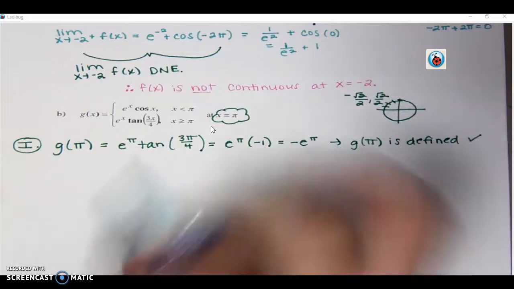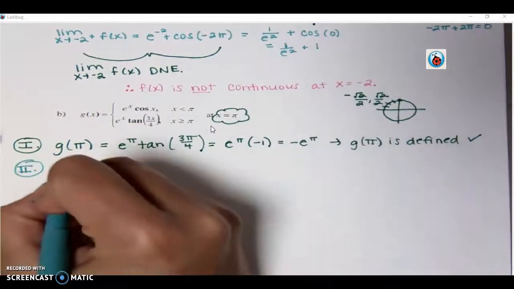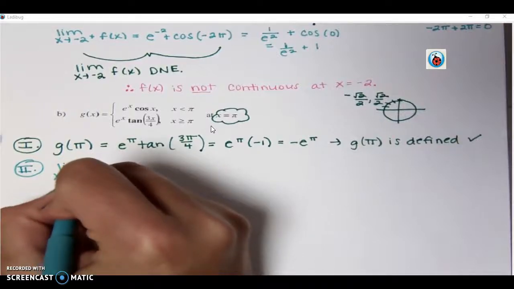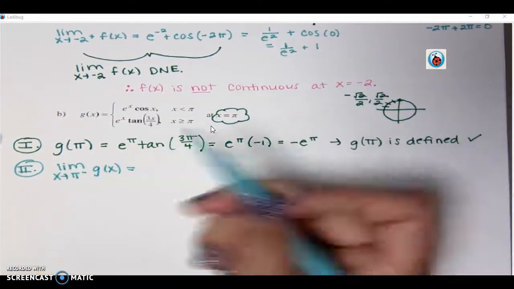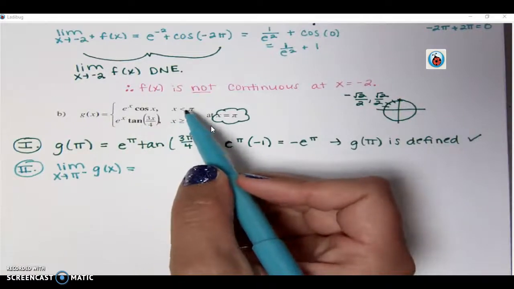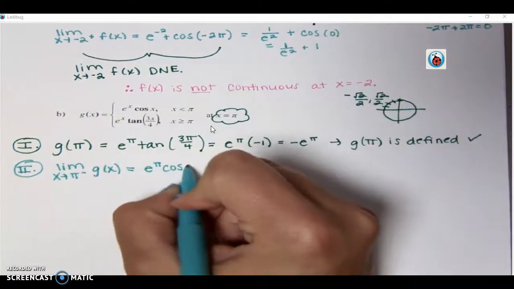Alright, for the second step, we have to check the limit from the left and the right. So we're going to do the limit as x approaches pi from the left of g of x. For the left side, this would be when x is less than pi. So we're going to use this top equation. So we're going to have e to the pi cosine of pi.